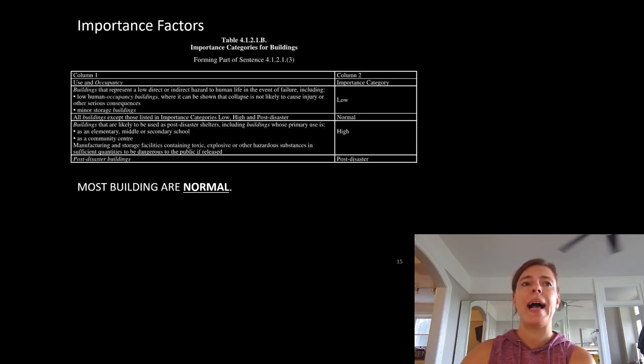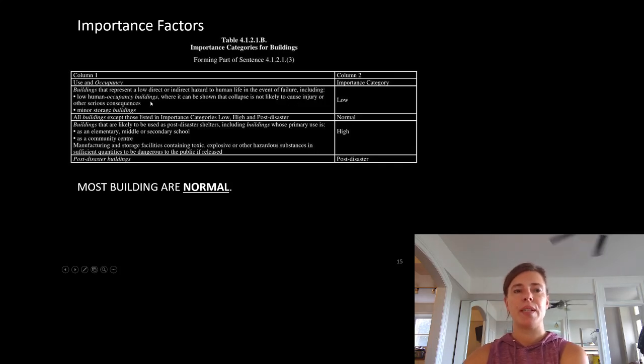The thought here is that a low importance building is something that if it did fall down, no one's going to be around, no one's going to get hurt. There's certainly monetary loss, which is unfortunate, but no life is at risk. So no, it's unlikely that anyone would have a problem there.